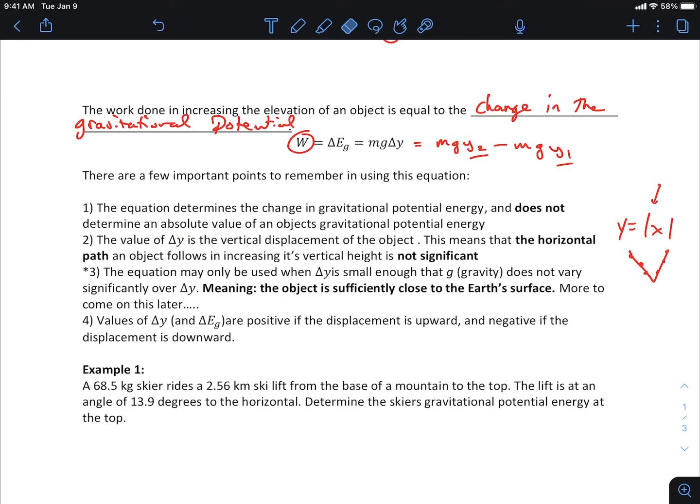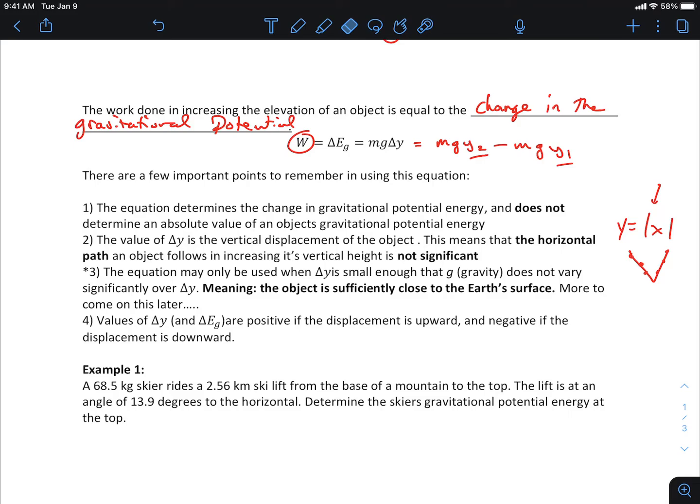Okay. The value of delta y is the vertical displacement of the object. Okay, and this means that the horizontal path an object follows in increasing its vertical height is not significant. I don't think that's written very well. It just means that we're not really interested in the motion in the horizontal direction for potential energy.